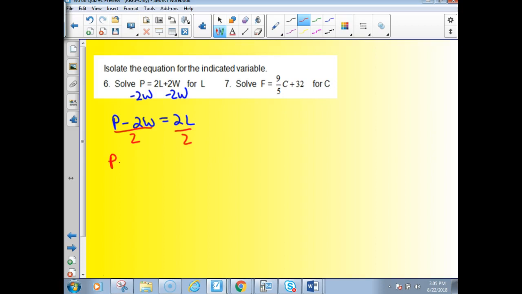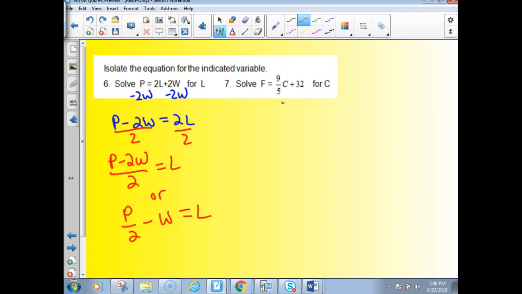Your answer can be (P minus 2w) over 2 equals L, or you could do P over 2 minus W equals L. Either one of those will be acceptable. Do you see how I got this one from this one? I separated P over 2 and then minus 2W over 2. They both have that denominator, and just simplified. Also, if somebody had chosen to factor out the 2 in the beginning, they could have solved it and gotten this answer pretty quickly.